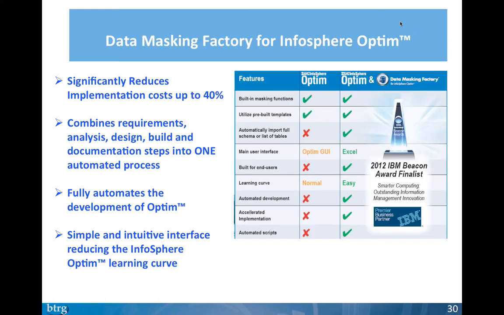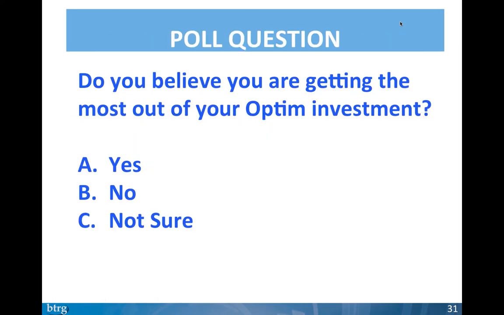And then we have the same thing around data masking. So we've got the functionality covered. We have our data masking factory. It was an IBM Beacon Award finalist last year, so it's really been recognized as a premier solution by IBM. It can reduce your implementation costs. Again, it automates the implementation and speeds it up to a high degree of automation, and allows you to deploy across your enterprise very quickly. Again, both for privacy and archiving.